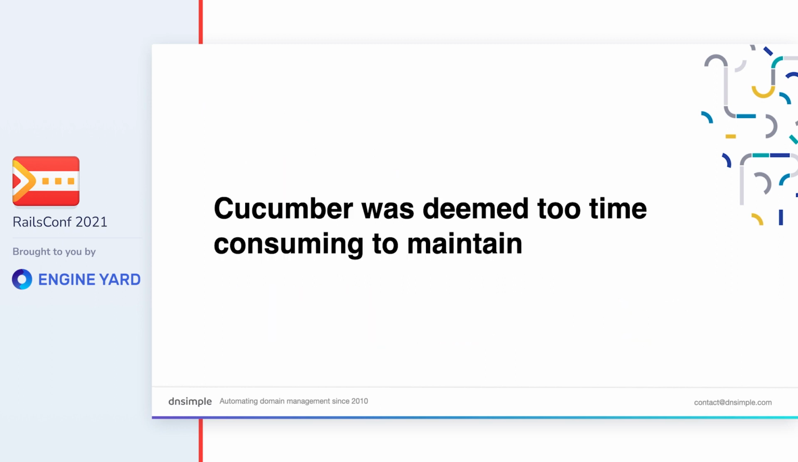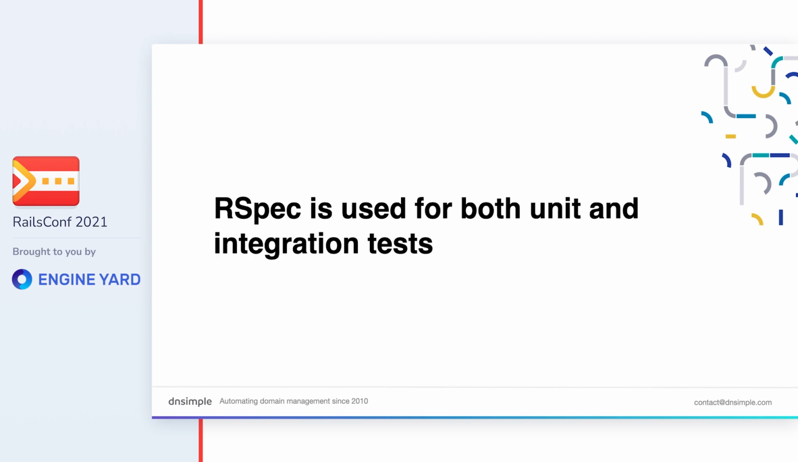Ultimately, though, as the system grew, we deemed that it was too time-consuming to maintain the Cucumber tests. They were difficult to maintain as the interface changed, as the experience changed, as the application changed rapidly. And thus, at one point, we decided to remove that. So now what we do is we generally use RSpec for both unit and integration tests. Now, doing this has its pros and cons. As you can imagine, running the entire DNSimple test suite is pretty slow.